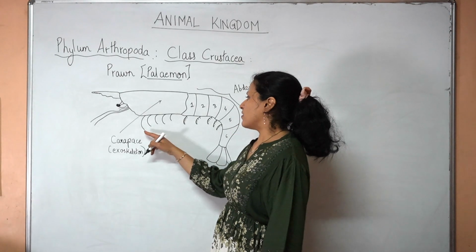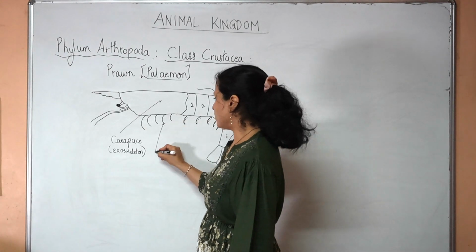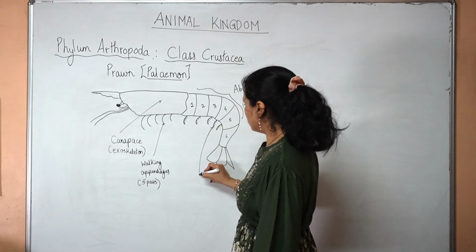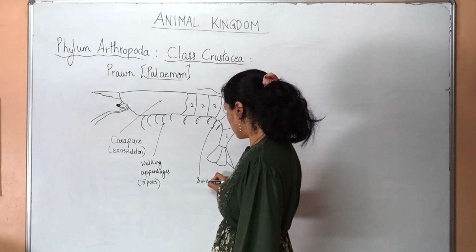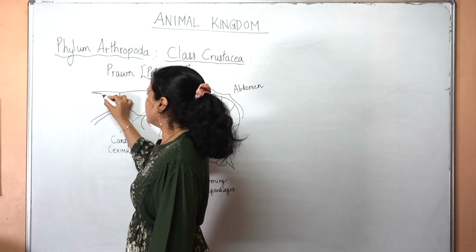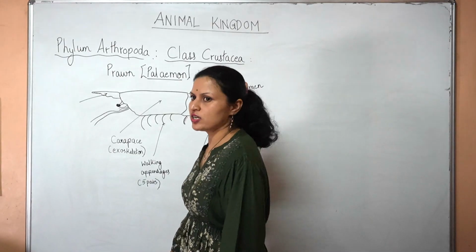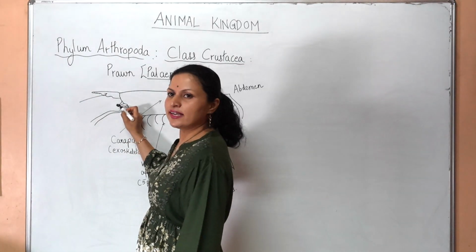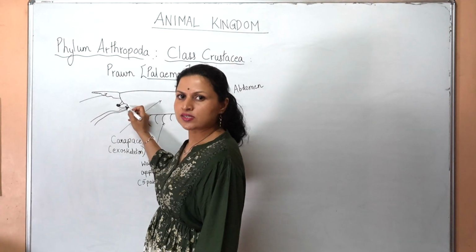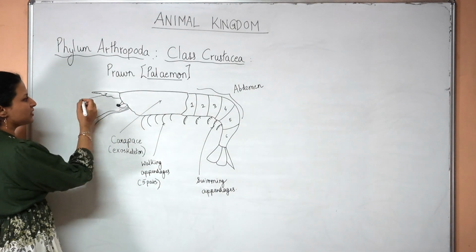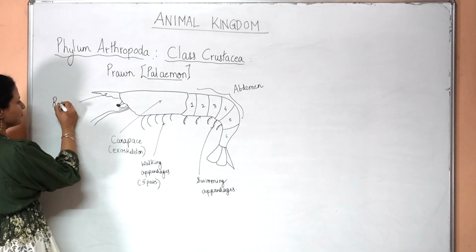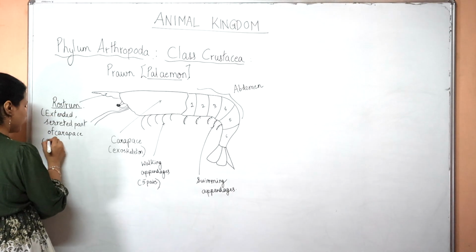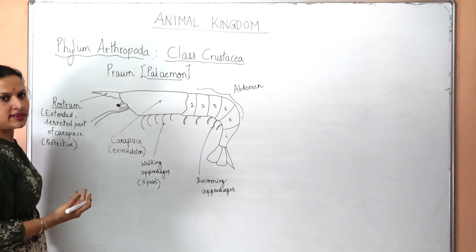The carapace has the walking appendages, 5 pairs of walking appendages, and these ones on the abdominal side are the swimming appendages. The carapace is extended on its anterior side with such a projection. A very serrated projection is present which protects its delicate compound eyes and the antennules underneath. This serrated projection of the carapace in front is known as the rostrum. It is an extended serrated part of the carapace, and it is protective in nature, protective to the eyes and the antennules.